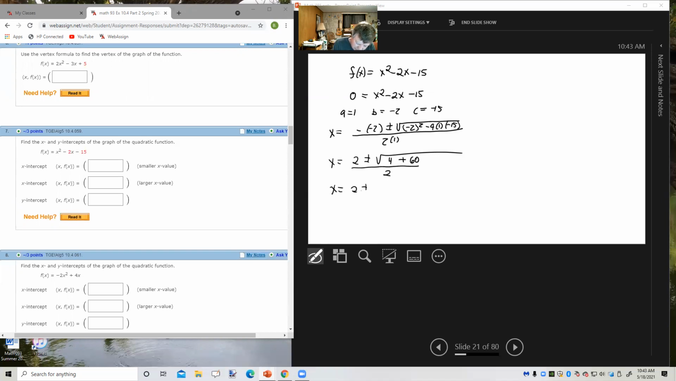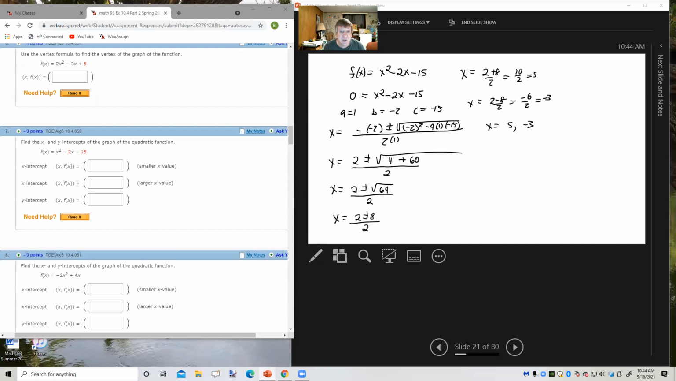x equals 2 plus or minus the square root of 64, 4 plus 60, all over 2. x equals 2 plus or minus the square root of 64 is 8, all over 2. x equals 2 plus 8 over 2, which is 10 over 2, which is 5, and x equals 2 minus 8 over 2, which is -6 over 2, which is -3. So x equals 5 and -3.